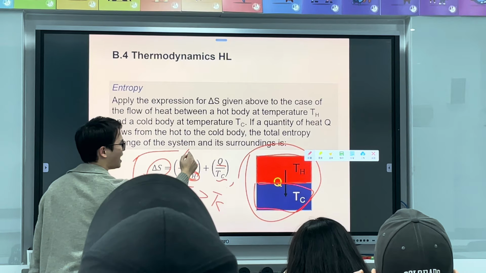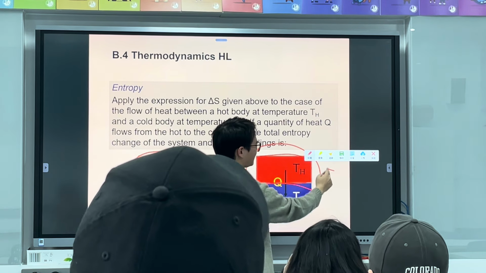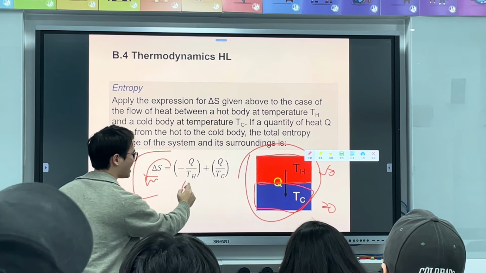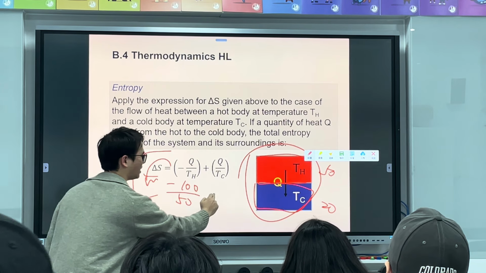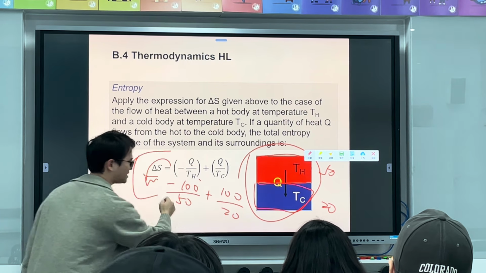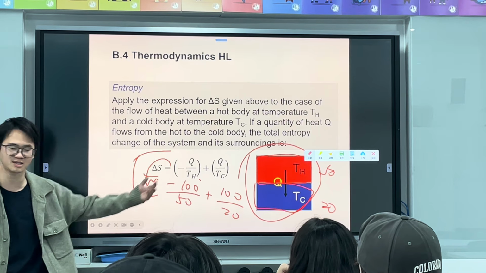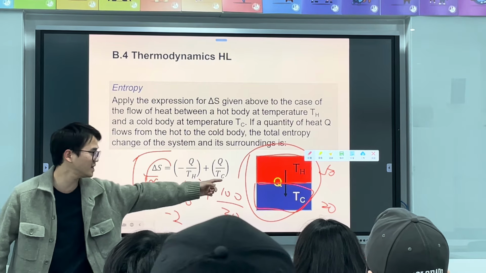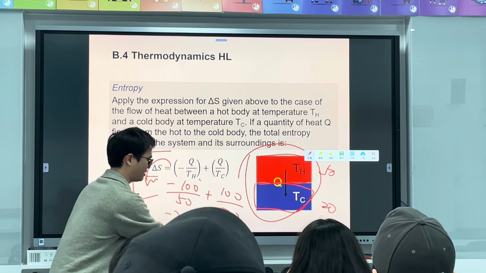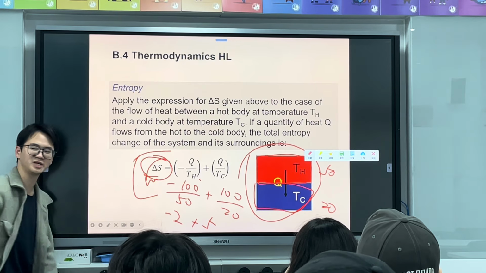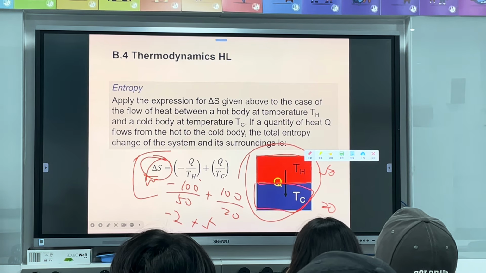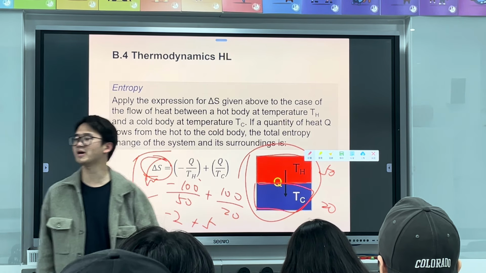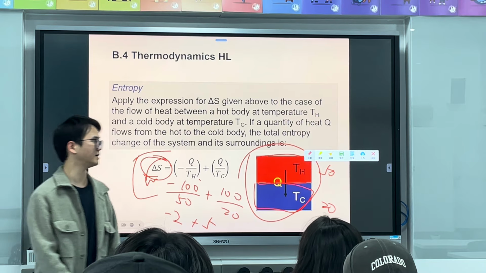So let's say Q is 100, T hot is 50, T cold is 20, just for the sake of simplicity. So negative 100 divided by 50 plus 100 divided by 20. This is the decrease of the entropy in the hot system, which is negative 2. This is the increase in entropy in the cold system, which is positive 5. So in total, the entropy still increases. Because here you have a higher temperature, the change in entropy will be smaller. Does that make sense? Okay.